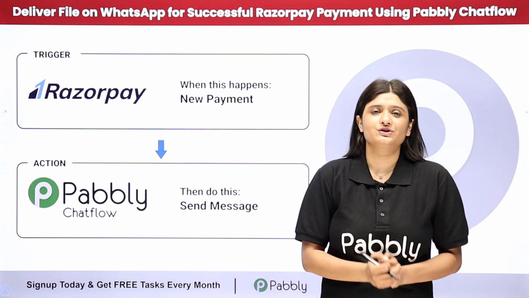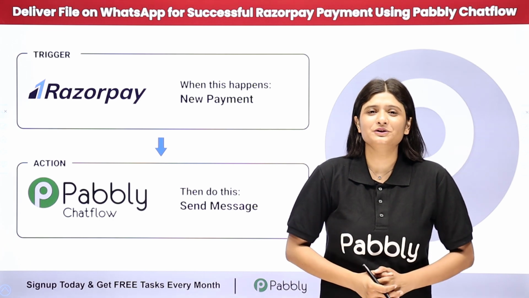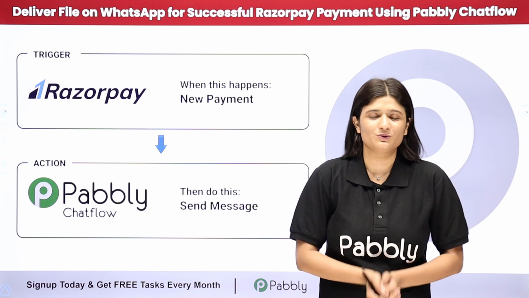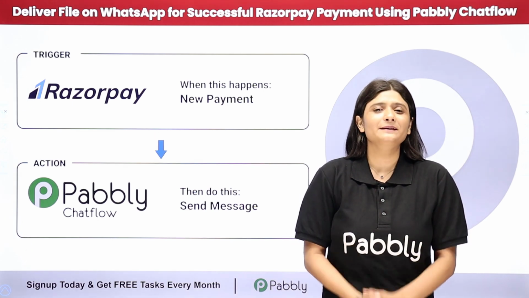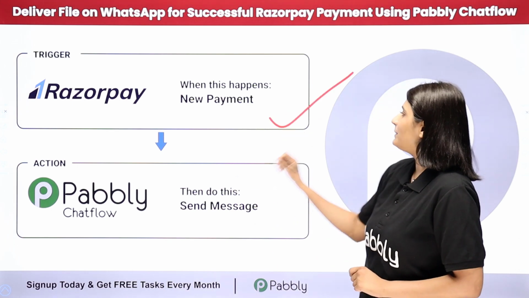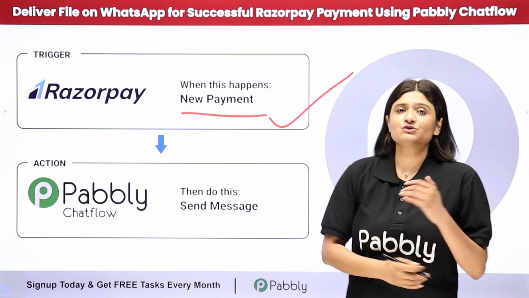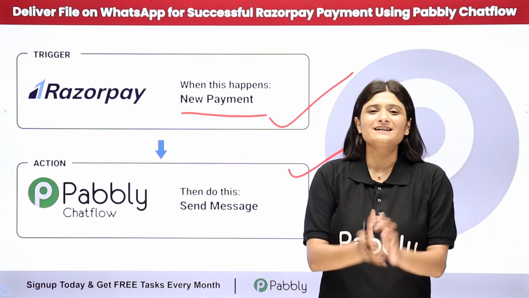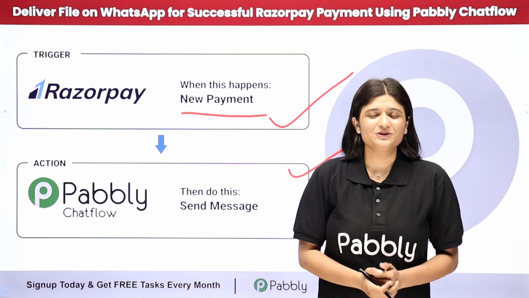Here I am going to send the WhatsApp message. I am going to use Pabbly Chatflow. Pabbly Chatflow is a newly launched application of Pabbly which helps us send automated WhatsApp messages to our customers. With the help of Pabbly Connect, I am going to build this connection in such a way that whenever there is a new payment in my Razorpay, the message will be automatically sent with the help of Pabbly Chatflow. Now if you want to learn the step-by-step process, then let me take you all to my screen.